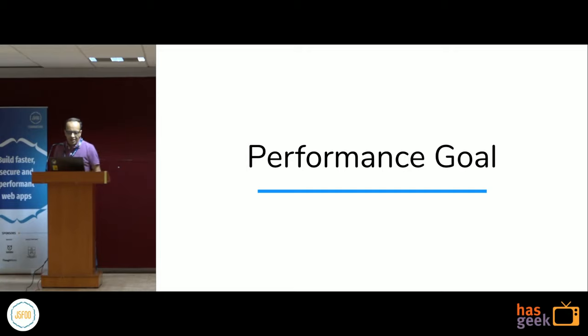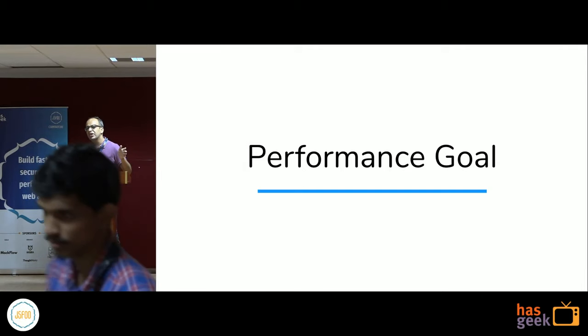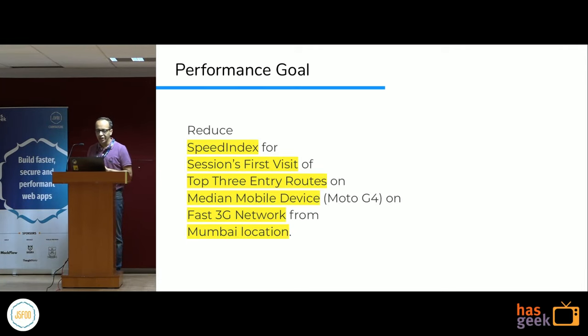All right, so before we get into the meat of what kind of optimizations we put in and how we went about it, we'll look at what performance goals we set and why we set them. This is essentially to help you understand how we ensured that our optimization exercise was very focused by sticking to certain goals that were measurable. So this was the performance goal that we had in mind.